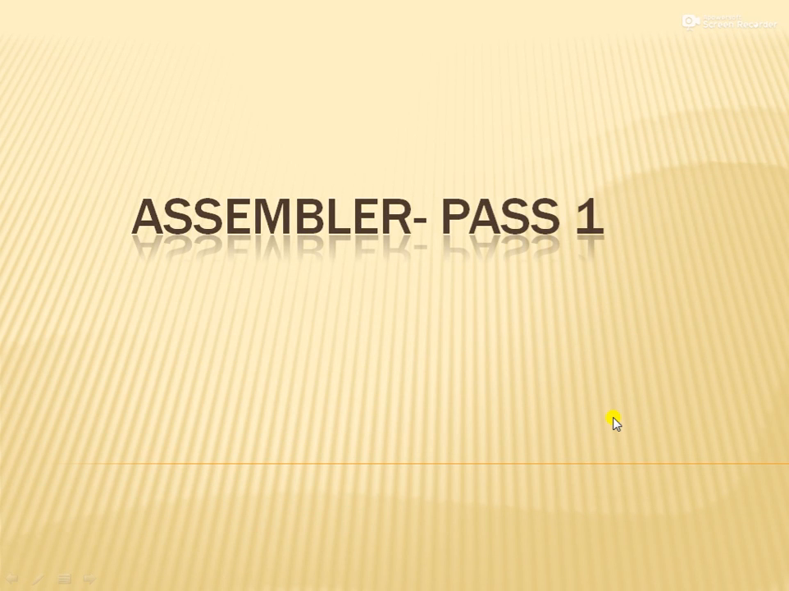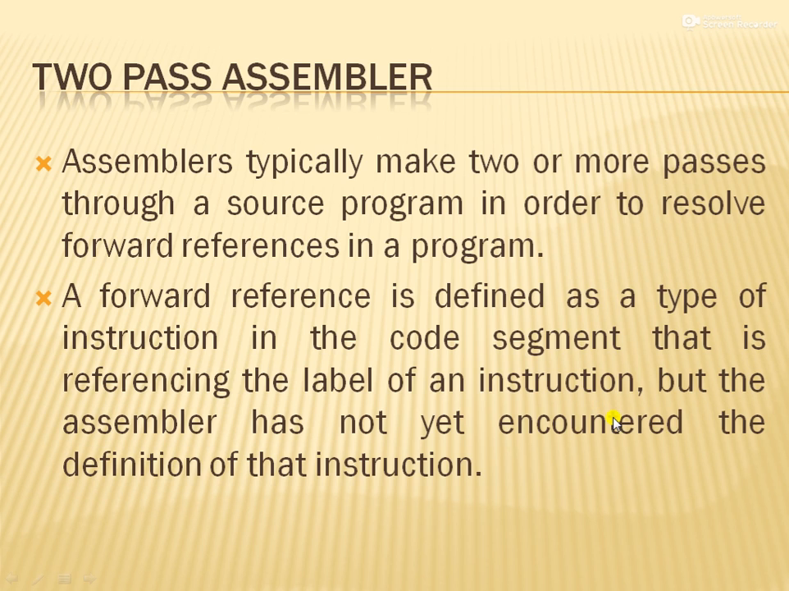Today we will see assembler Pass1 and Pass2. Now we all know that assembler is a system software which takes as input a program in assembly language and produces machine language code. The assembly language program will be in the form of different opcodes and operands along with different labels.